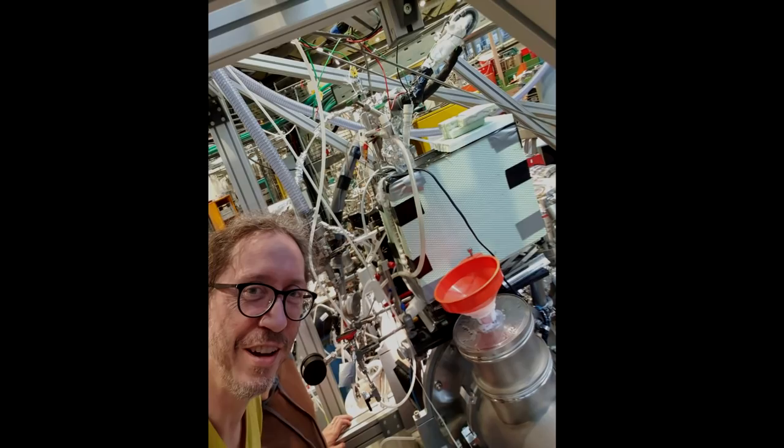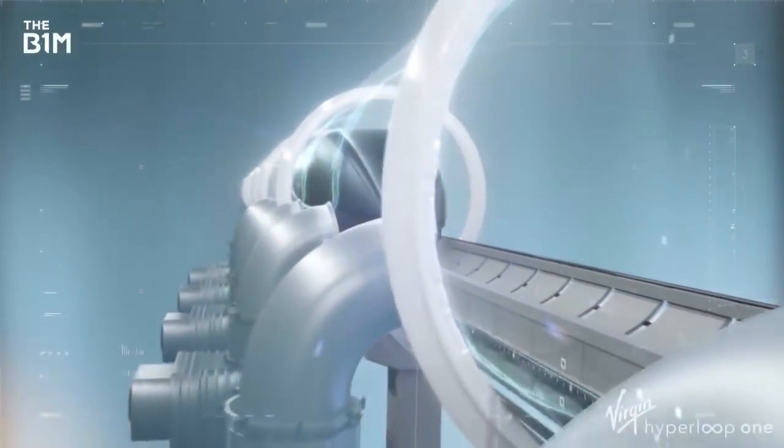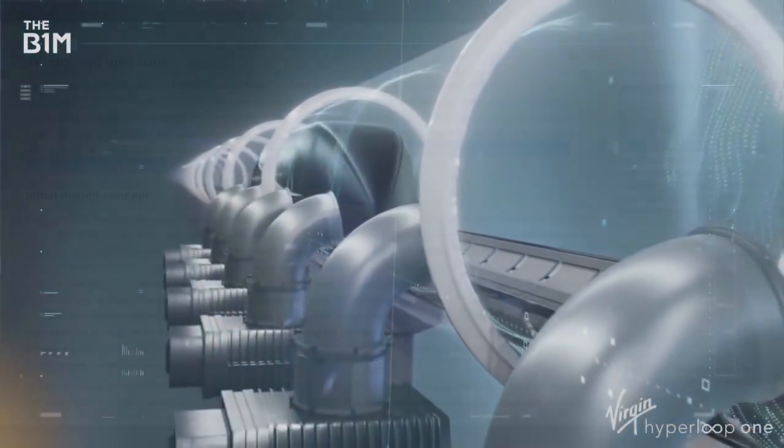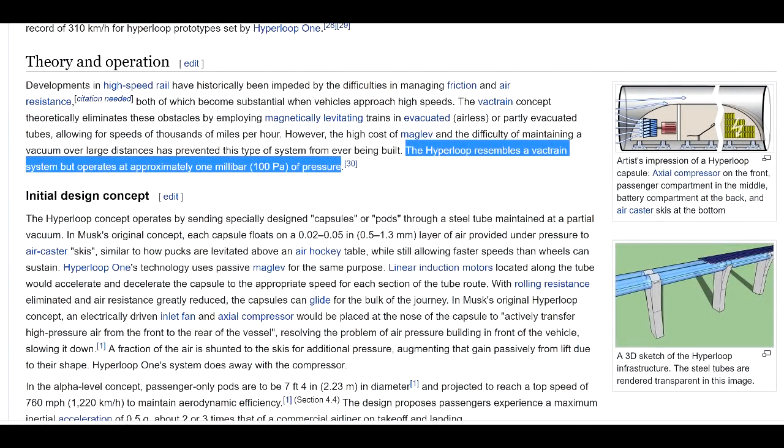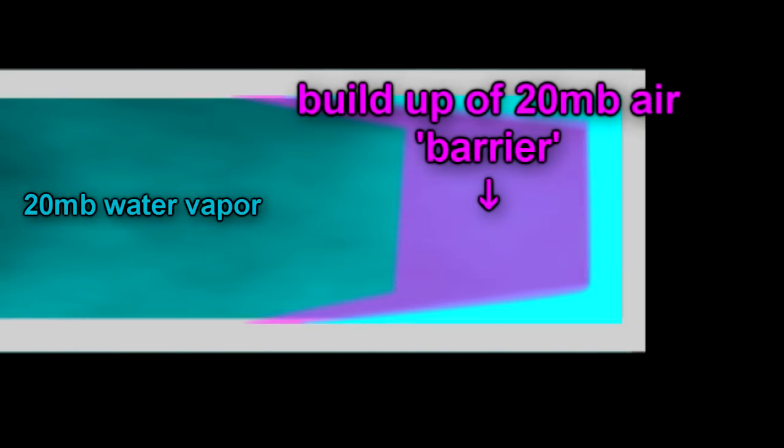I mean, let's just say I've got a millibar vacuum in this chamber before I inject the water, which would be an outstanding vacuum for such a machine. But that's about the proposed running pressure of the Hyperloop. That means about one part in a thousand of this chamber is regular air. So what's going to happen is initially all the water's going to rush down to one end and start condensing. But as it condenses, it's going to leave the air molecules, which are going to build up and eventually create a barrier of 20 millibar pressure air between the cold condensing surface and the water vapor.